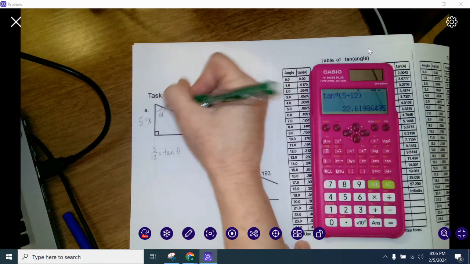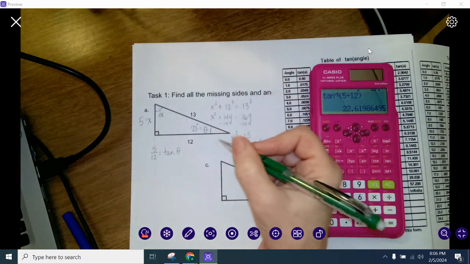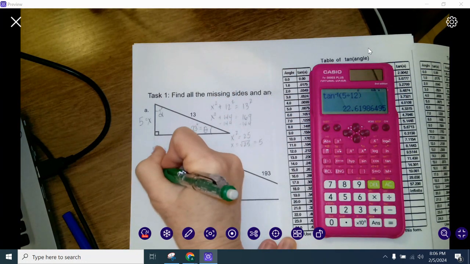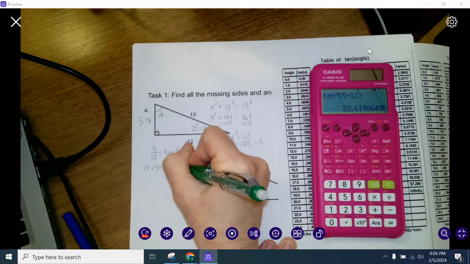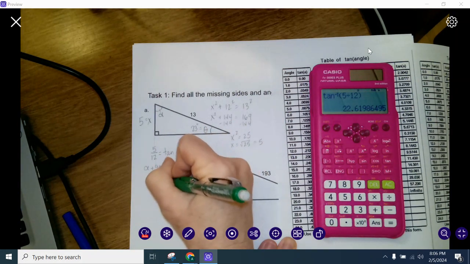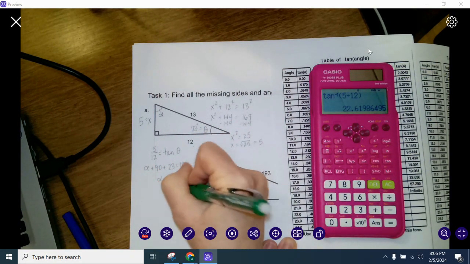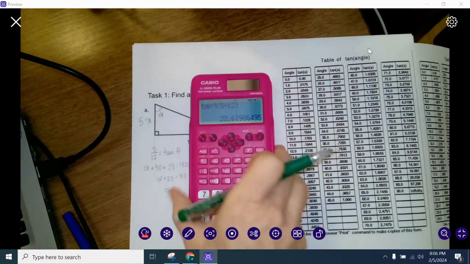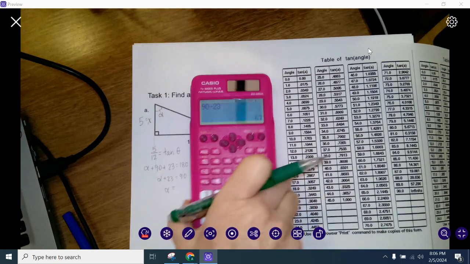Now to get the third angle, I can use the fact that all three angles have to add up to 180. So alpha plus 90 plus 23 has to equal 180. I can subtract the 90 from both sides, so alpha plus 23 has to equal 90. So alpha has to be equal to 90 minus 23. So 90 minus 23 gets me 67.